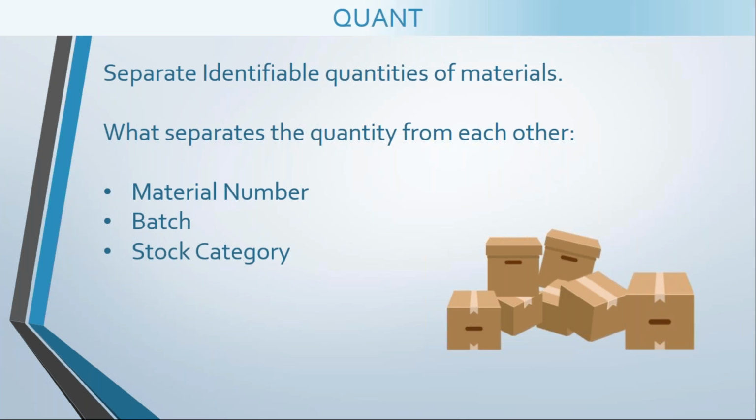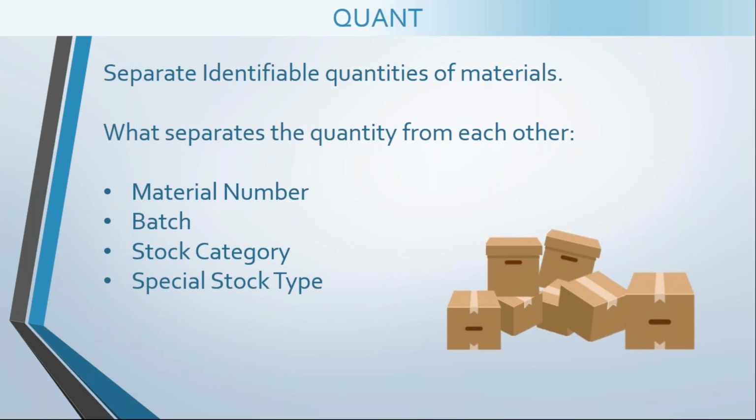The next could be stock category. Now let's say you have the same batch of a particular material, so 10 pieces in that particular batch, but 5 pieces from that batch belong to stock category quality and 5 belong to blocked stock. These 5 pieces have to be kept separate from each other. So this quality stock and this blocked stock also cannot be mixed together. This is another criterion which you can use to separate the stock from each other.